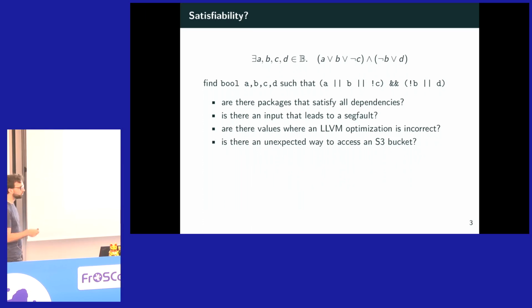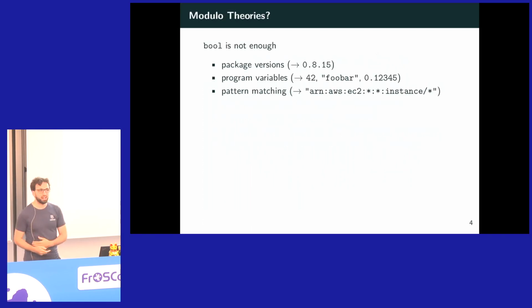Are there values to program variables such that an LLVM optimization is actually behavior preserving? Or also, is there an unexpected way to access an S3 bucket? And now you might think about, okay, how can we square that with these Boolean variables? And yeah, sometimes Boolean is not enough. And this is where the second part of the title, Modulo Theories, comes into play.